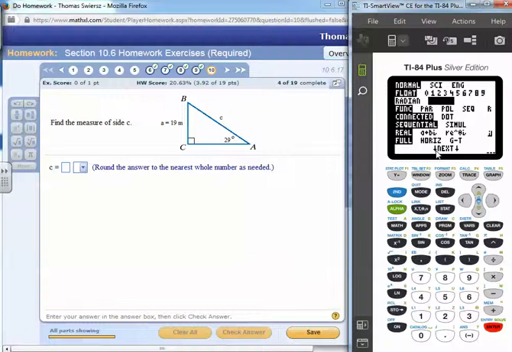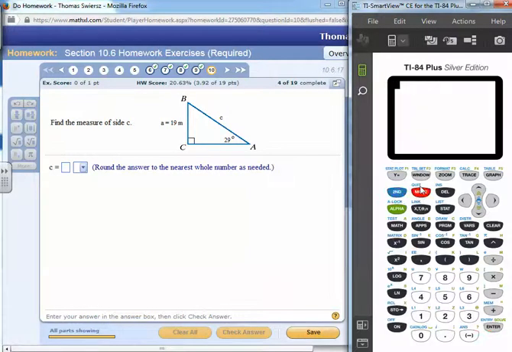Hit enter to save that, and now we have it in degree mode. Degree mode should be darkened and blinking. And there you go. That should do it for you. You should be in degree mode. And then you can just hit the second key in the mode, which gets you out of the mode function and back into the regular mode of the calculator.